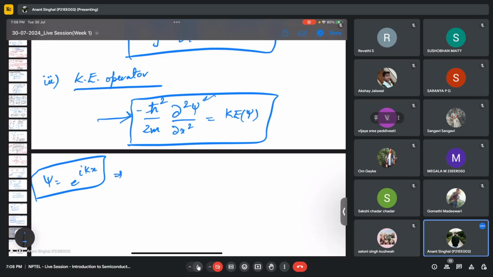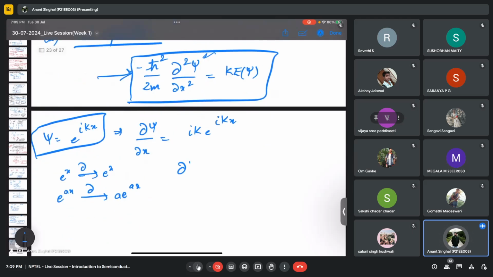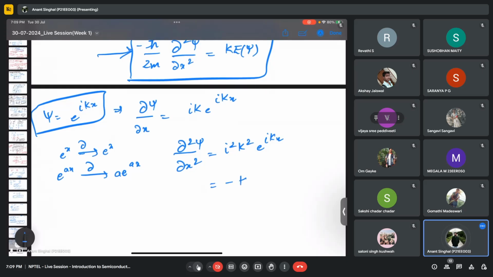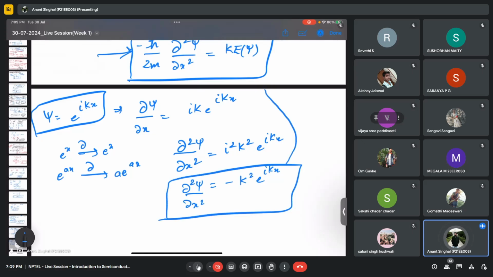Okay, so let me do it. d psi by dx will be ik times psi, since the differentiation of exponential of ax is a times exponential of ax. Now I'll do the double differentiation. This is i square k square e raised to ikx. i square is minus 1, so I'm writing minus k square. So this is what the second derivative is. We just need to feed it here.